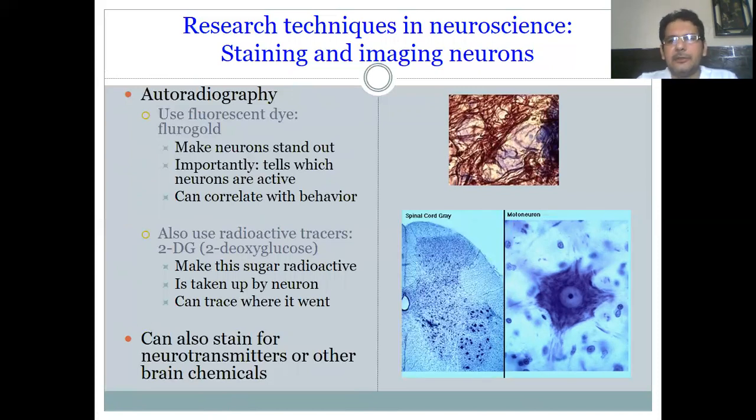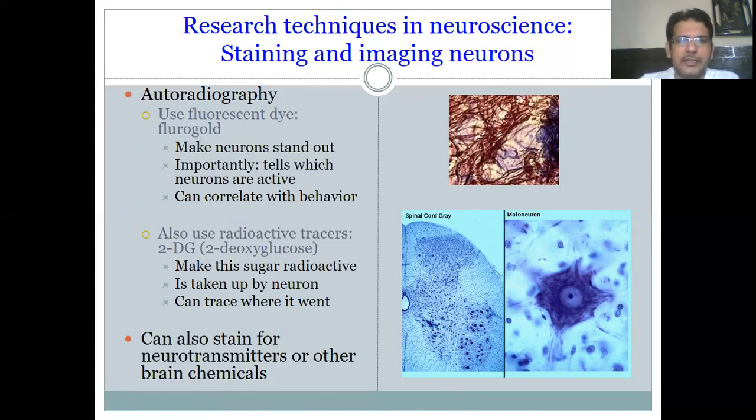And then there are also approaches for autoradiography. So there are different approaches in which we use radiographic material. For example, we use the fluorogold. This fluorogold makes neurons stand out importantly, tells which neurons are active, and can correlate with behavior. So this is very important, because in this case, we can see which neurons are active.